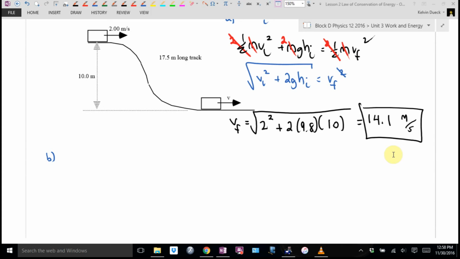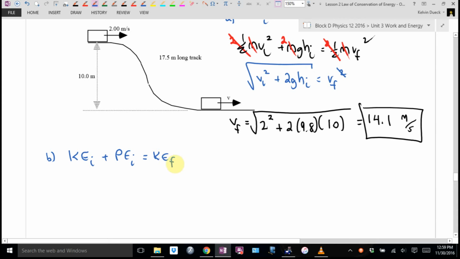So let's keep going. Now it's talking about heat. It's still a change in height, change in speed, yucky curvy path. So I'll go kinetic initial plus potential initial equals kinetic final plus potential final. But now it says find out how much energy we lost to heat.